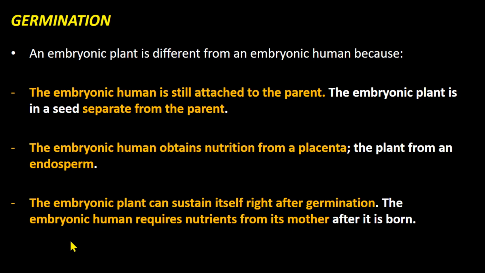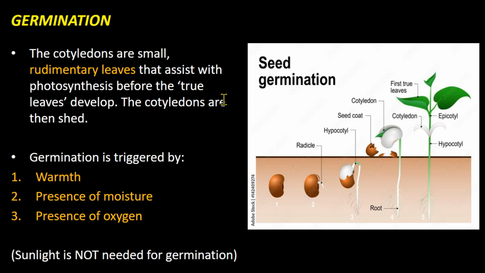Cotyledons are small rudimentary leaves. This is what you're seeing here. And these develop because they assist with photosynthesis before the true leaves develop. The cotyledons are then shed because the plant doesn't need them anymore. You could think of cotyledons as training wheels for the plant. Basically, they facilitate photosynthesis in the very early stages so that the plant can make some glucose and starches in its first few days.